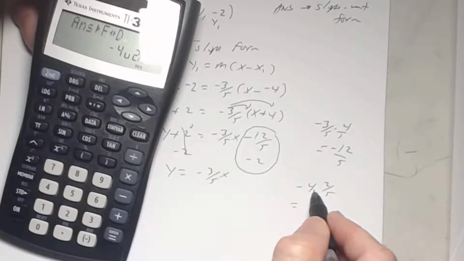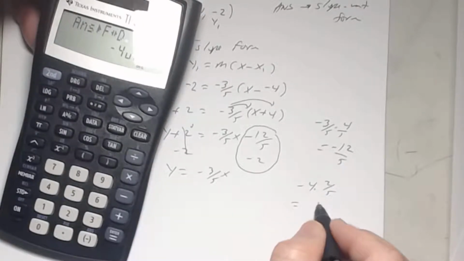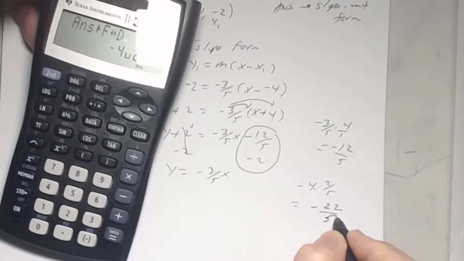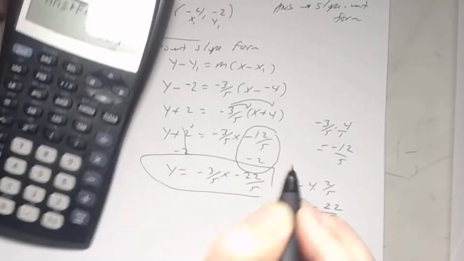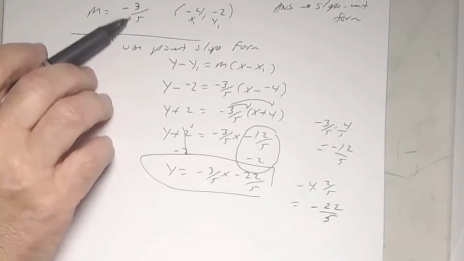5 times 4 is 20. 20 plus 2 is 22. But this is really a what? -22 over 5. Very good. And there's your answer. So the -3/5 is your slope, which you knew that's what it was because that's what it said, right?